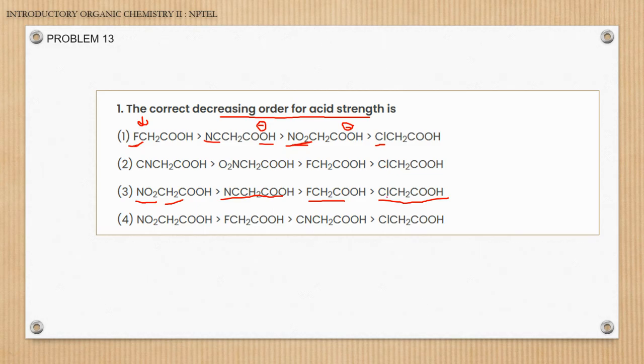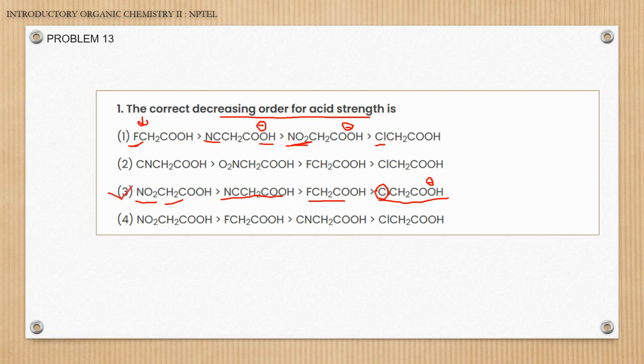Because of the stabilization of COO minus. Negative charge stabilization also takes place when a higher electron-withdrawing, electronegative atom is connected at the alpha position of the acid. Okay, so the third option will be the correct option.